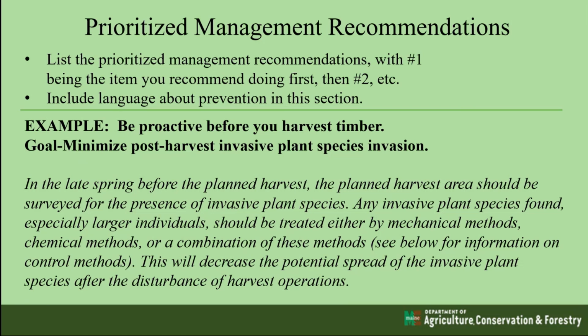The example being, be proactive before you harvest timber. So the goal would be to minimize post-harvest invasive plant species invasions. In the late spring before the planned harvest, the area should be surveyed for the presence of invasive species. Any invasive plant species found, especially larger individuals, should be treated either by mechanical methods, chemical methods, or a combination. This will decrease the potential spread of invasive plant species after the disturbance of harvest operations.